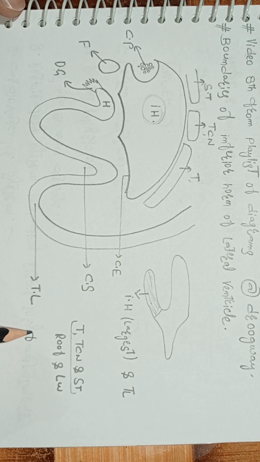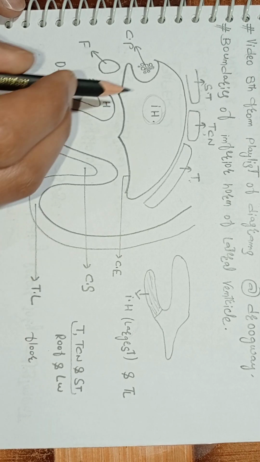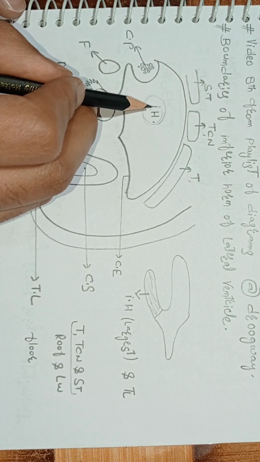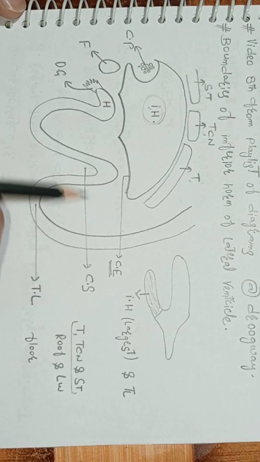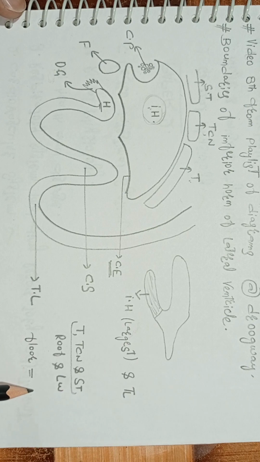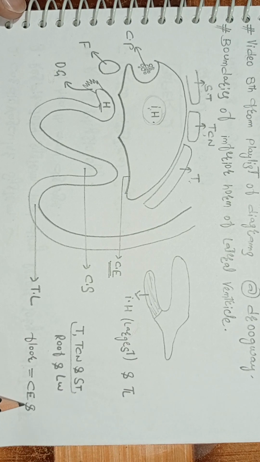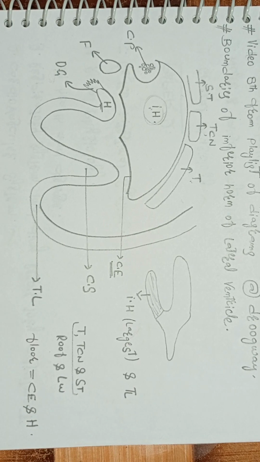Similarly, the floor of the inferior horn of the lateral ventricle is formed by the collateral eminence and hippocampus. So the floor is formed by the collateral eminence and hippocampus. Clearly, so this is all about the inferior horn of the lateral ventricle.